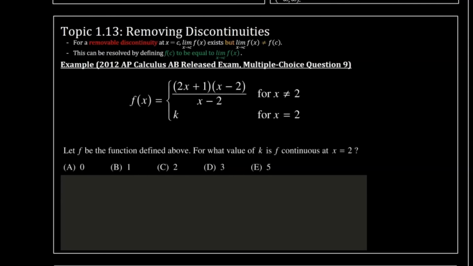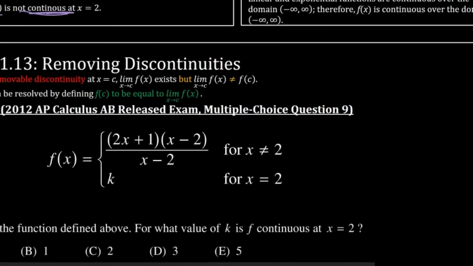Topic 1.13 is pretty self-explanatory, removing discontinuities. For a removable discontinuity to exist at a point c, that means that the limit exists, so the two-sided limit basically exists. So we're approaching c from both sides, approaching the same point. But at this actual point, it's defined somewhere else, like let's say here. We could remove this discontinuity by defining the function where the limit tells us it should be, where the limit is equal to at that point.